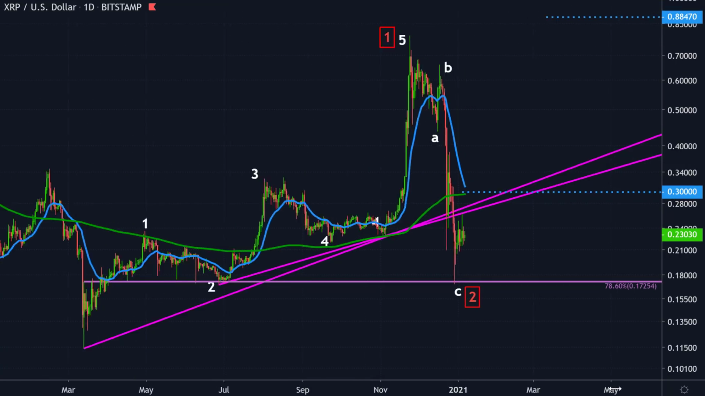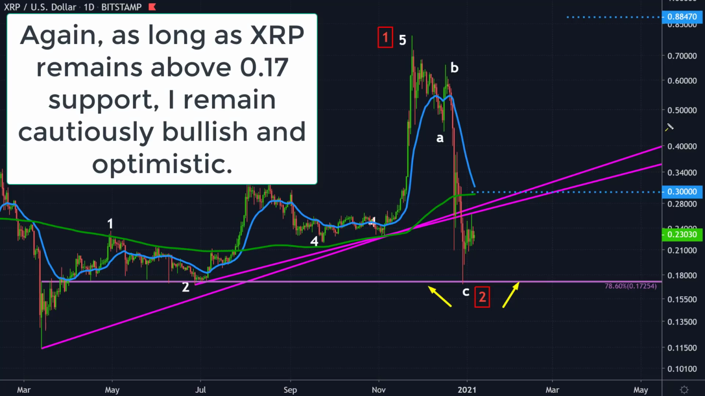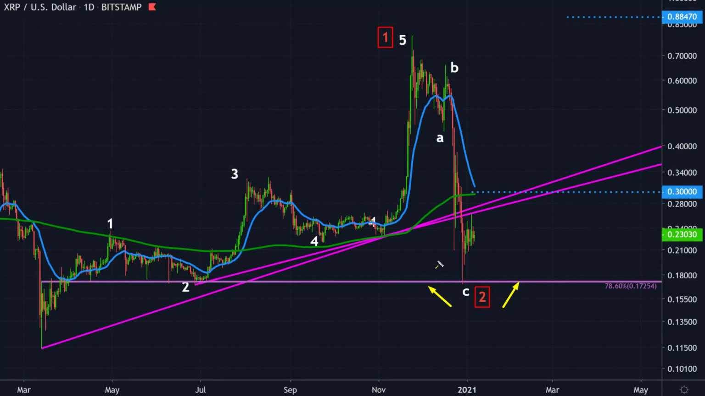So again, just to repeat this point, as long as XRP can remain above and respect this support of 0.17, I think I can reasonably say that it's possible, and indeed probable, that XRP has likely bottomed here, okay? And that potentially we've seen capitulation on XRP at these levels, provided this level holds.